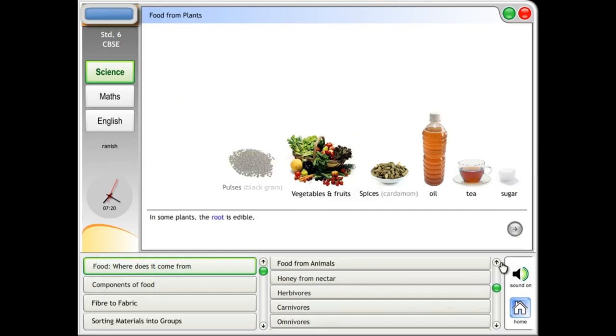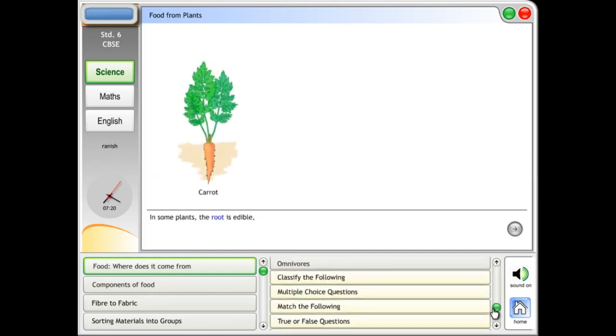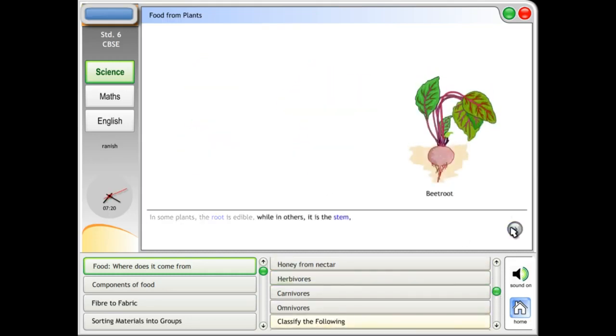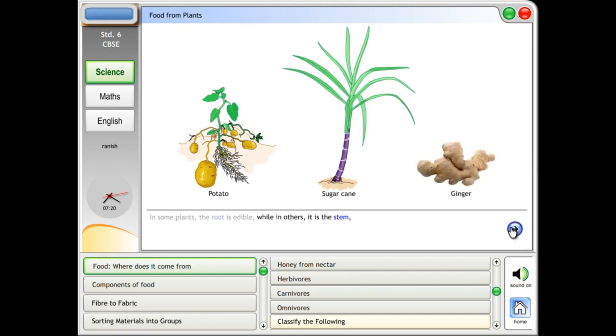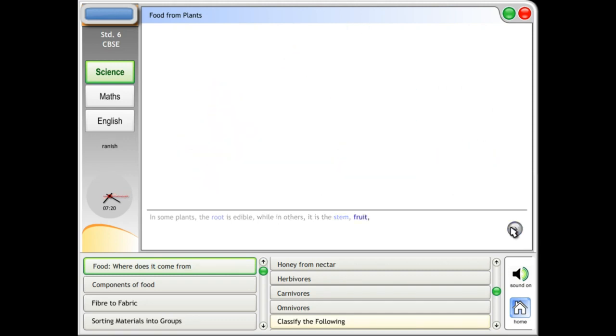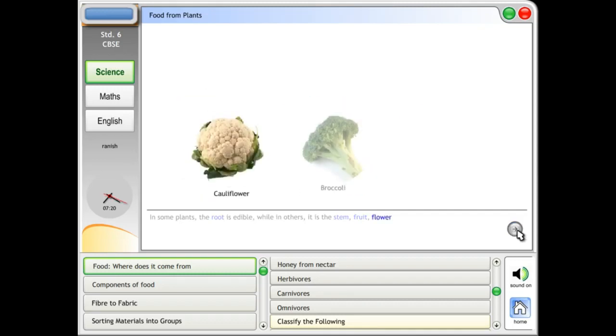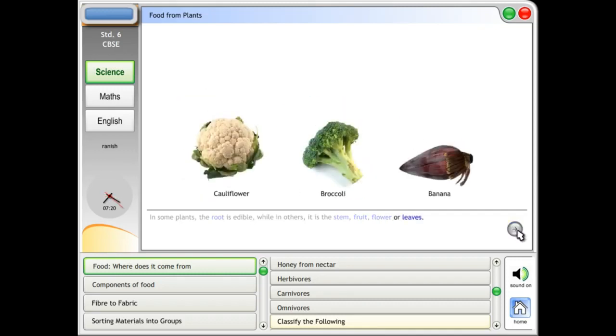Plants provide food. In some plants, the root is edible, while in others, it is the stem, fruit, flower, or leaves.